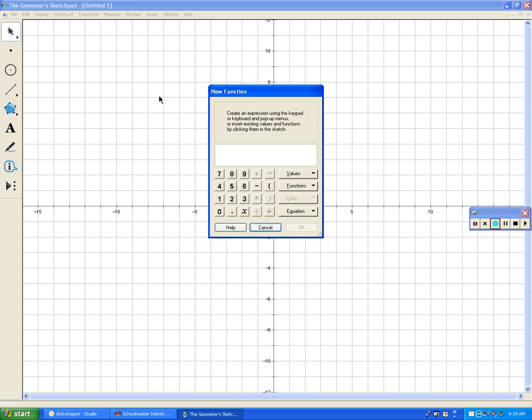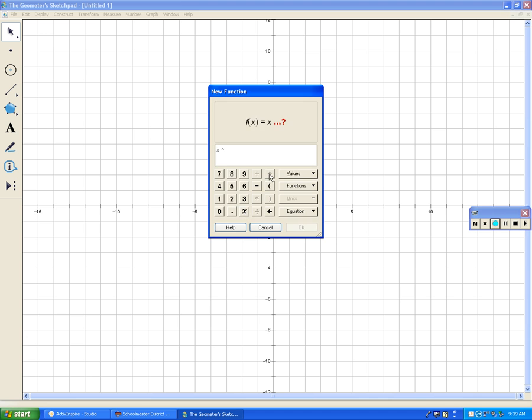Okay, somebody give me a function. Give me a nonlinear function, I should have said, because those are too easy. You can find the slope of y equals x really easily, right? What's that? 1 over 1, yeah, 1. Okay, so give me a nonlinear function. X squared. Okay.